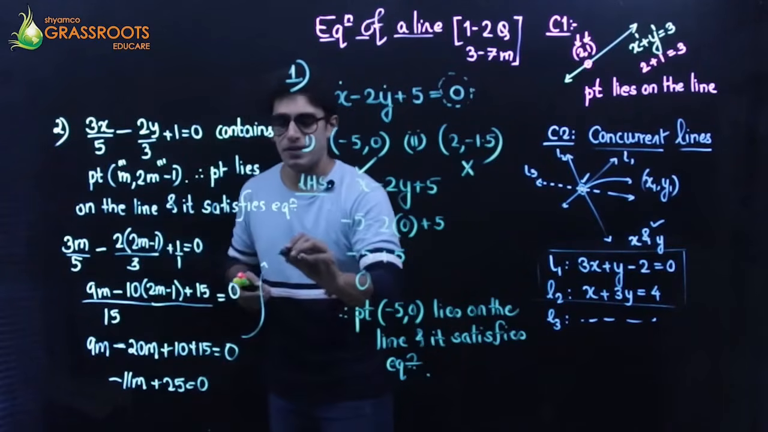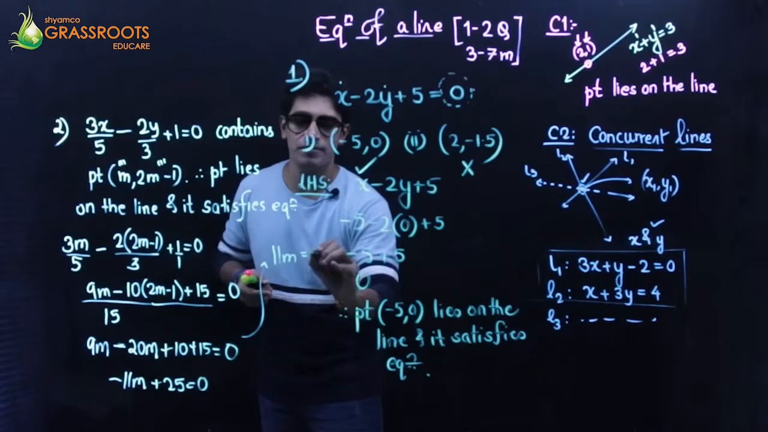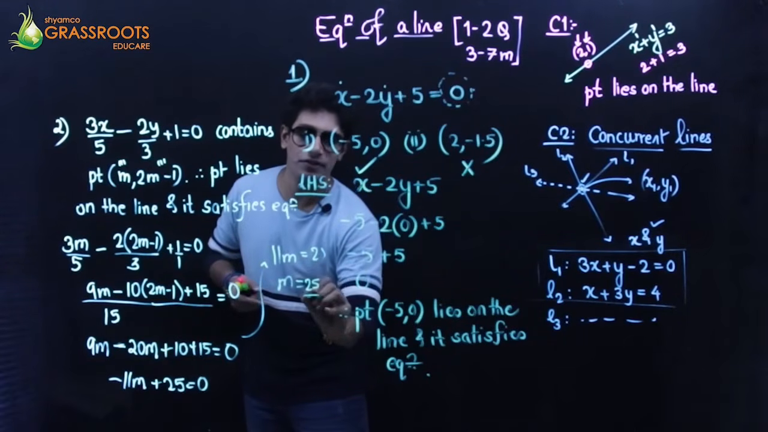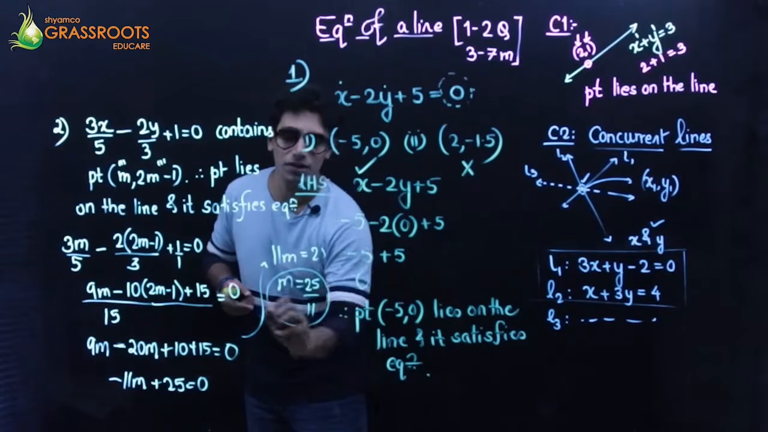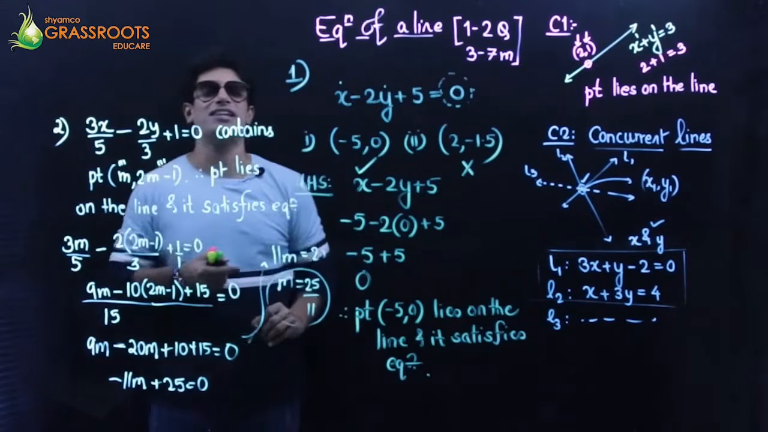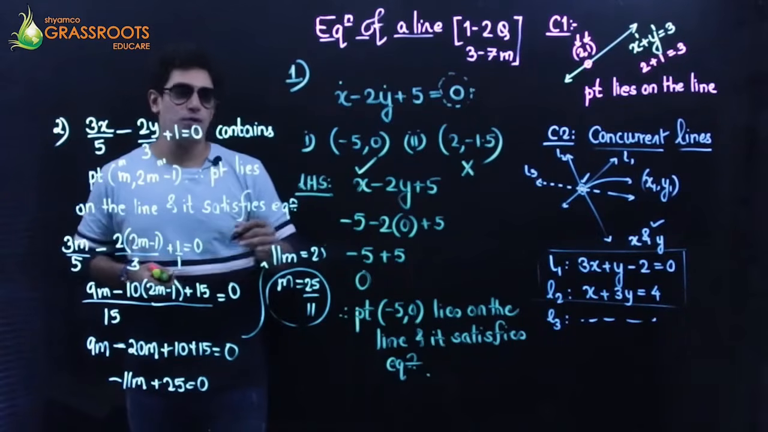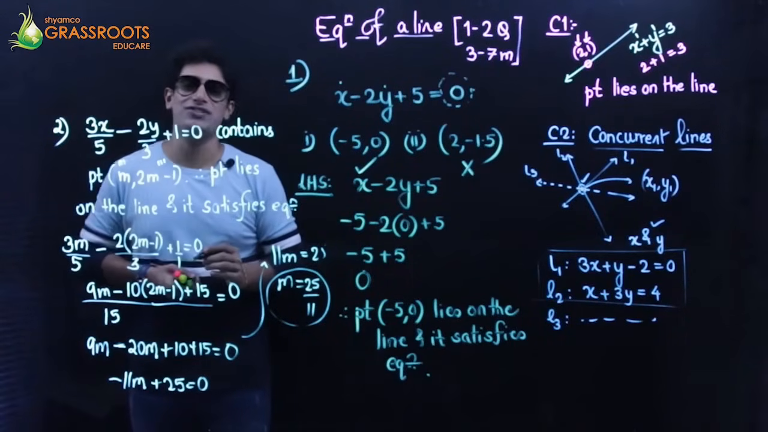Continuing out here, 11m is equal to 25, so m is equal to 25 upon 11. Write this down as a mixed fraction: 2 3 upon 11. Right? So go through these two sums. Many more sums to go in the first exercise.